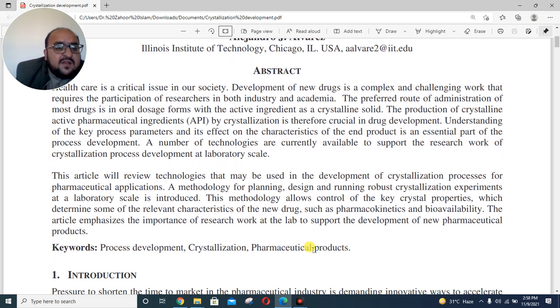This article will review the technologies that may be used in the development of the crystallization process for pharmaceutical applications. A methodology for planning, designing, and running robust crystallization experiments at the laboratory scale is introduced. This methodology allows control of key crystal properties which determine some of the relevant characteristics of the new drug, such as pharmacokinetics and bioavailability. So the article emphasizes the importance of the research work in the lab to support the development of new pharmaceutical products.